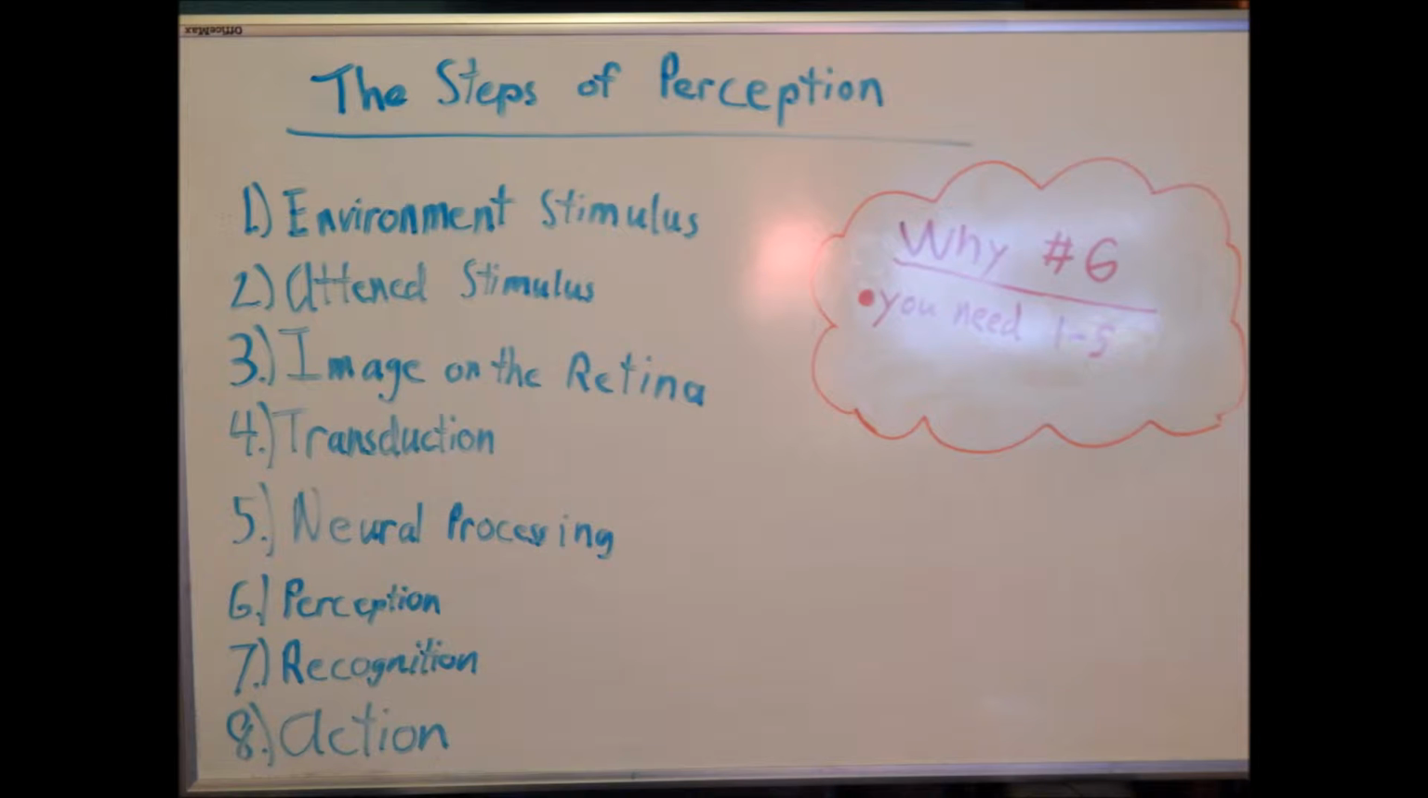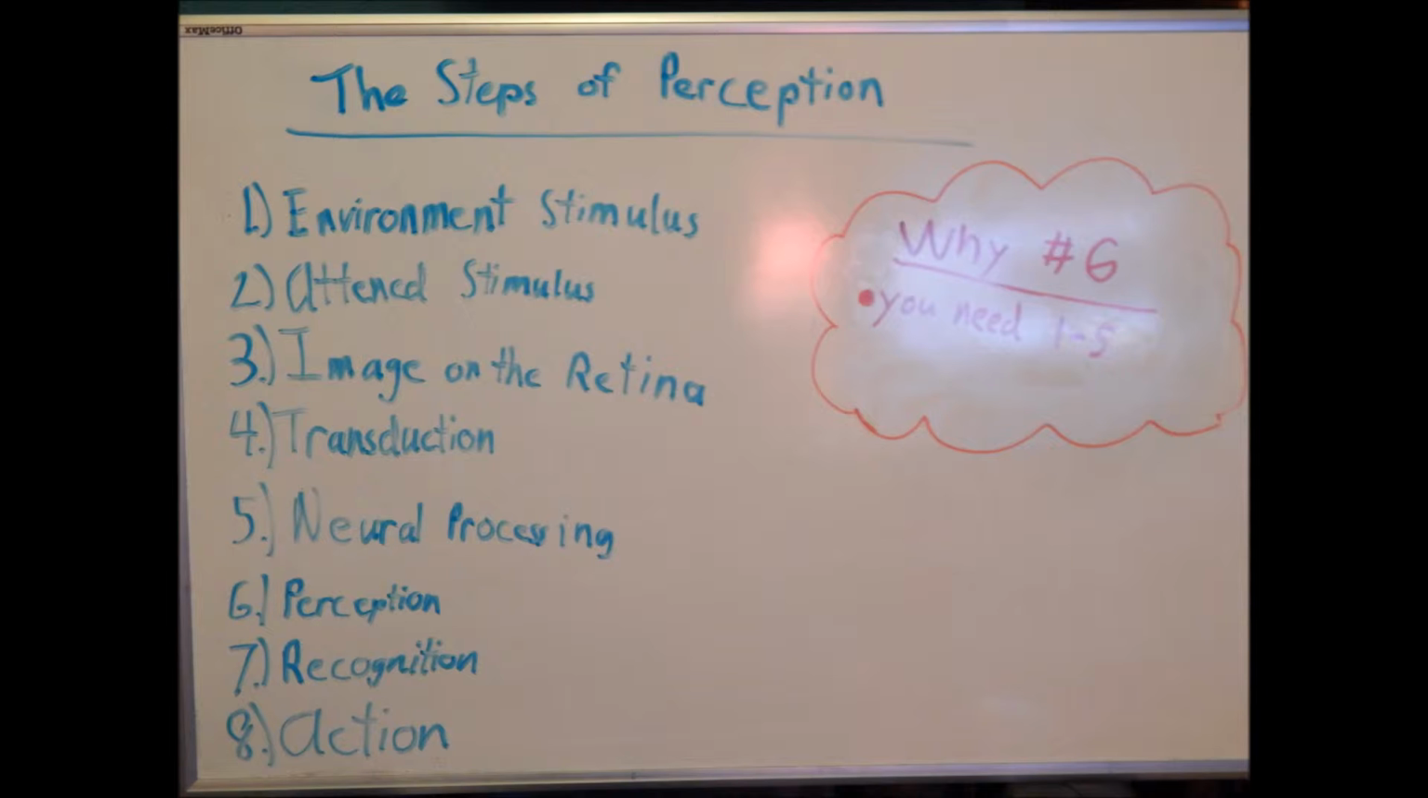The steps of perception are 1. Environmental stimulus, 2. Attended stimulus, 3. Image on the retina, 4. Transduction, 5. Neural processing, 6. Perception, 7. Recognition, and 8. Action. Now you might be asking yourself, why is perception on its own list of steps to do it number 6?